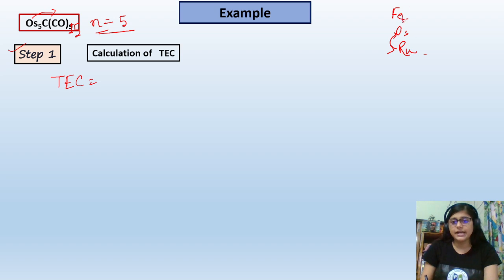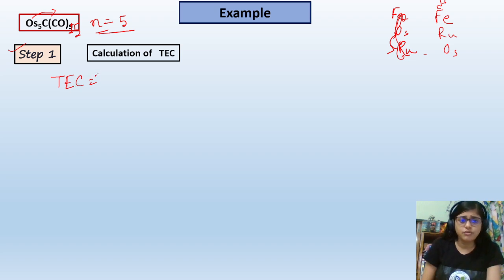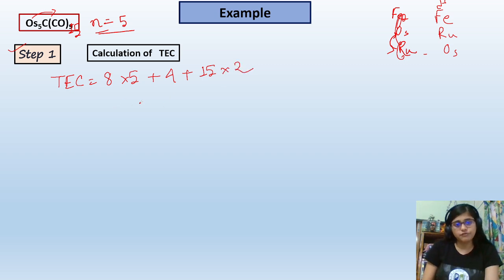So this is not the correct one. Fe, Ru and Os. This is in the Fe group. So we know Fe is d6. So we have to take that only, and 6 plus 2, that is 8, and Os5 gives 40, and carbon 4 valence electrons, and 15 into 2 for carbonyl. It will be 40 plus 4 plus 30, that will be 74, right?